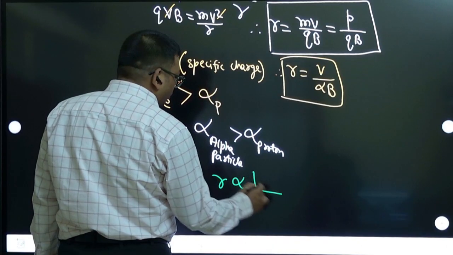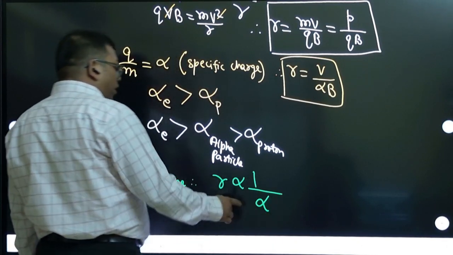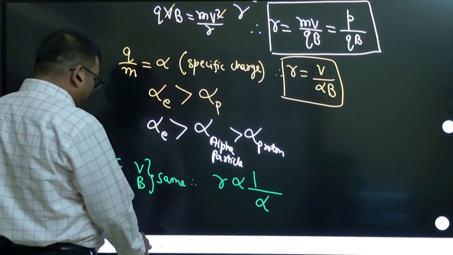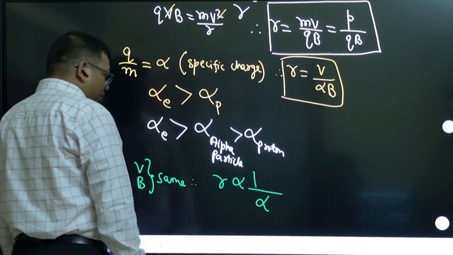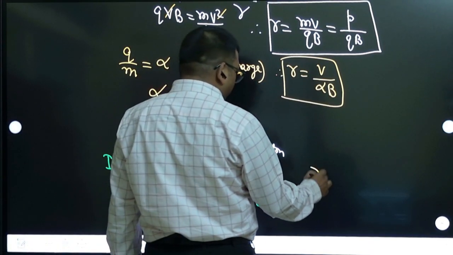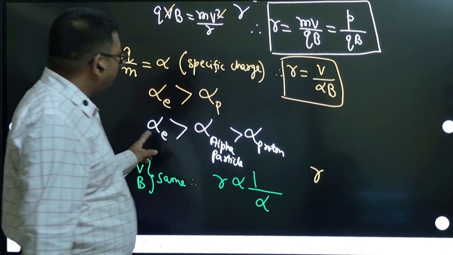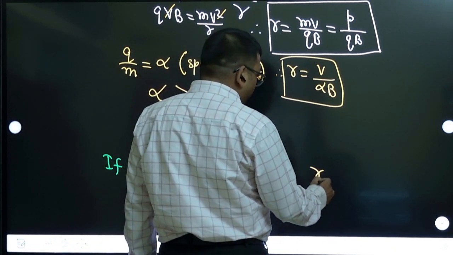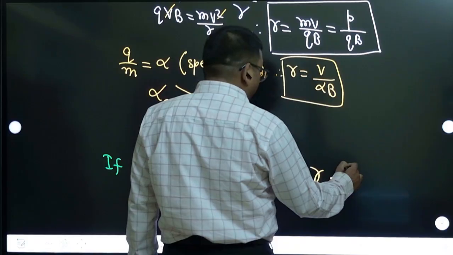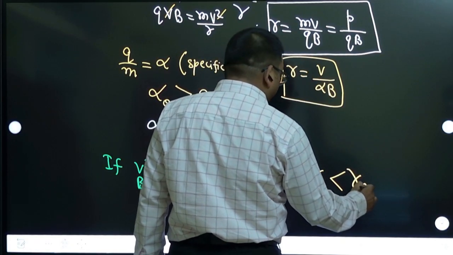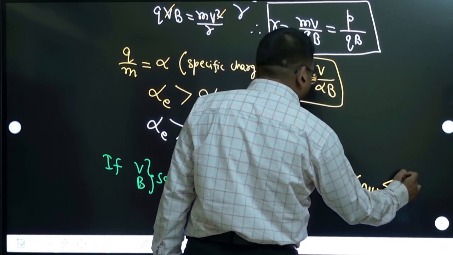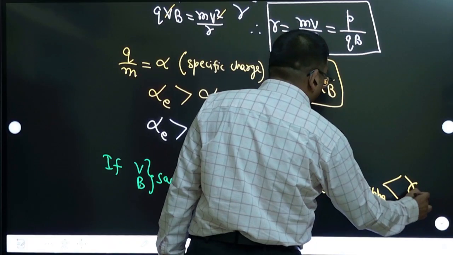Proportional, okay, this sign is proportional to this, which is alpha. And alpha, we know, whichever is large. So if I have to compare the radius of electron, because this is going to be larger, the electron radius will be smallest. So the radius of electron is going to be smaller than the radius of alpha particle, and then smaller than the radius of the proton.